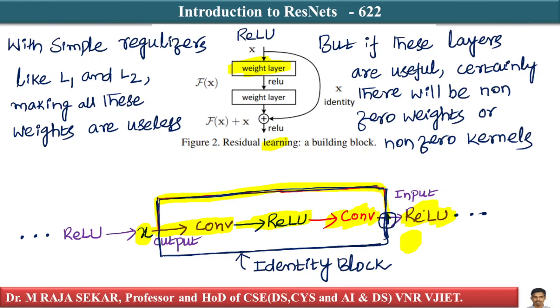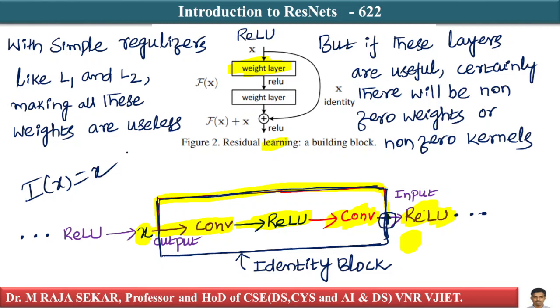This is also called an identity unit. If X is the input, what does the identity function of X look like? Let me write it: the identity function, I of X equal to X. Isn't it? The identity function of X returns X. This is also called an identity block, because X will be returned at the end of it.